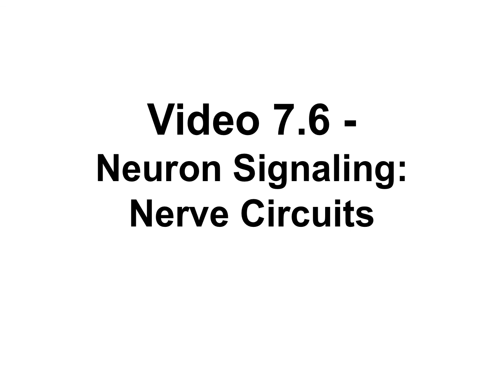Neuron signals get from end to end of the same neuron using an action potential, and then the signal gets from one neuron to another neuron with synaptic transmission. But the fact is that sending information to the brain and from the brain involves chains of many neurons signaling with action potentials and synaptic transmission. And this is video 7.6 on nerve circuits.